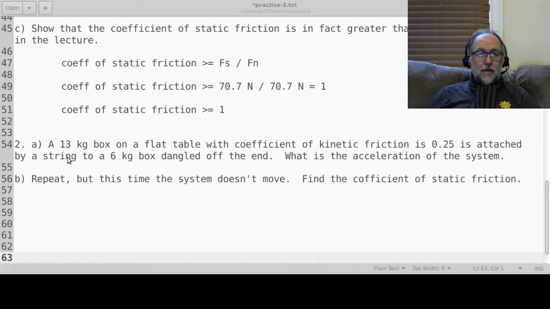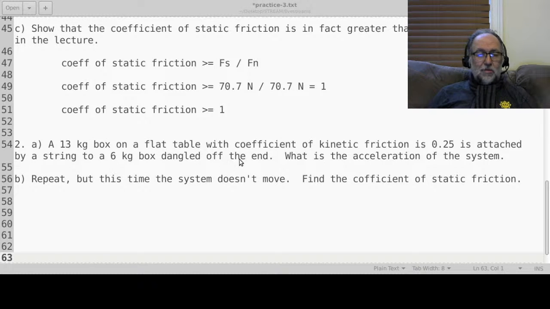So this one is a 13 kilogram box, and it's sitting on a flat table. The system's going to move, and so it has a coefficient of kinetic friction of 0.25, and it's attached by a string to a 6 kilogram box, which is dangling off of the end of the table. And I could have even said with a pulley.